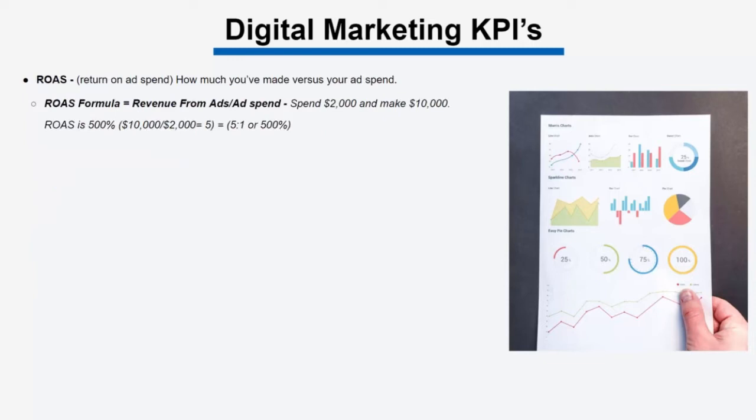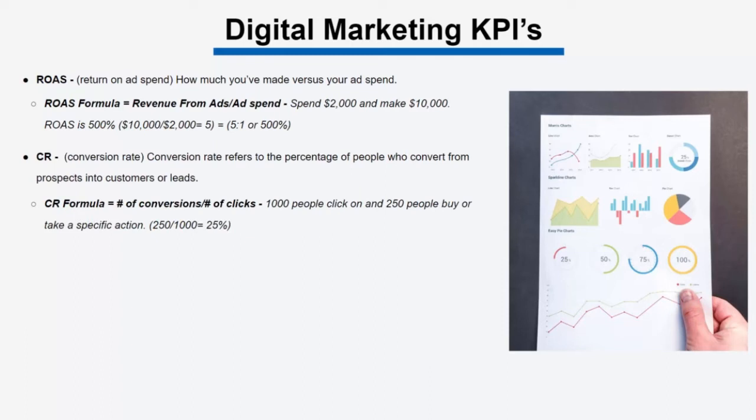And then we have return on ad spend, so ROAS. And so this is essentially how much we've made versus how much we've spent on ads. And then the formula for this is revenue from ads divided by ad spend. And so let's take a look at the example here. So we spend $2,000 and we make $10,000. The return on ad spend is 500% because that's $10,000 divided by $2,000, which equals 5. So either 5 to 1 or 500%. That's going to be our return on ad spend.